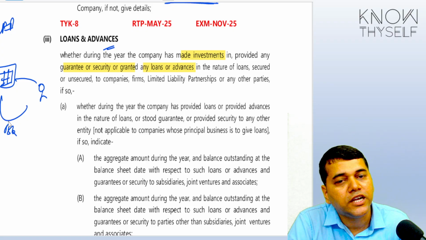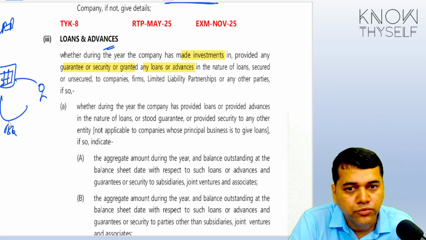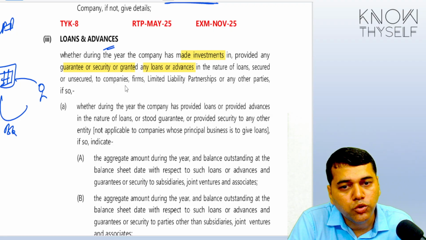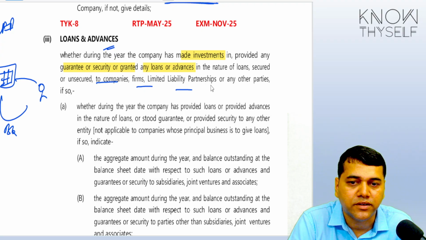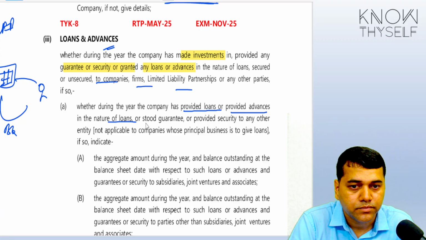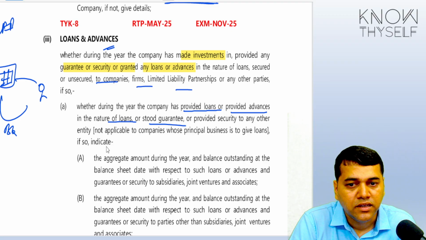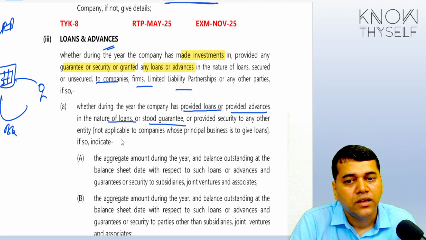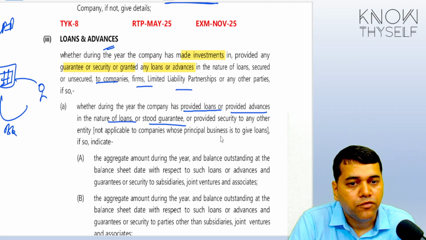Why did you give a bank guarantee to someone? Are they related to you? So, this could have been given to companies, firms, LLPs, etc. Now, have you provided loans and advances in the nature of loans, or guarantees?